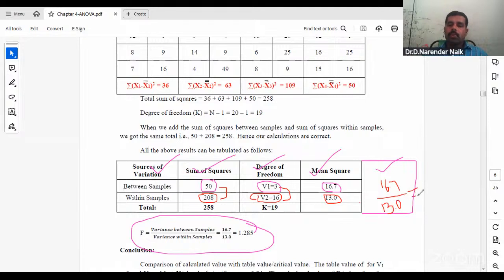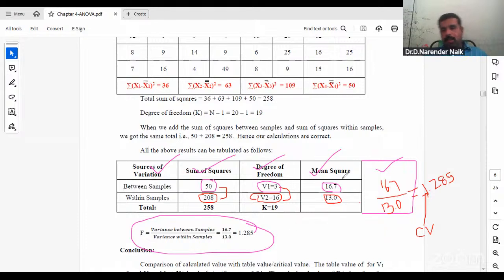So the final answer here is 1.285. This is the final answer. These values are called CV, the calculated value.